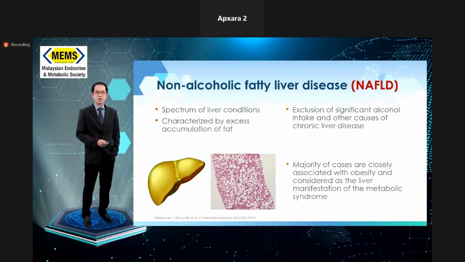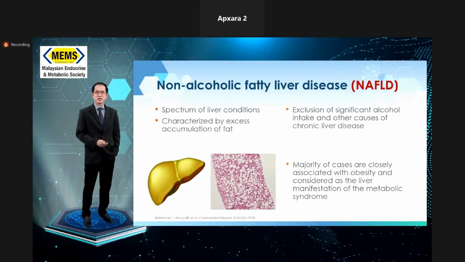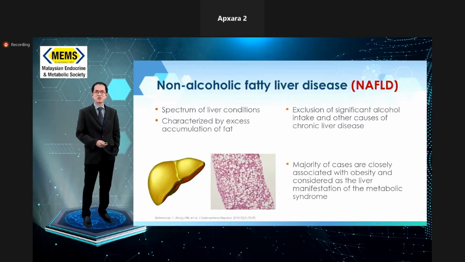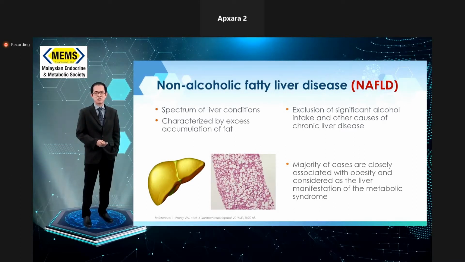NAFLD is also recognized as the liver manifestation of metabolic syndrome. It is closely related to obesity and the metabolic syndrome. However, the term NAFLD does not in any way attribute the condition to the underlying etiology.